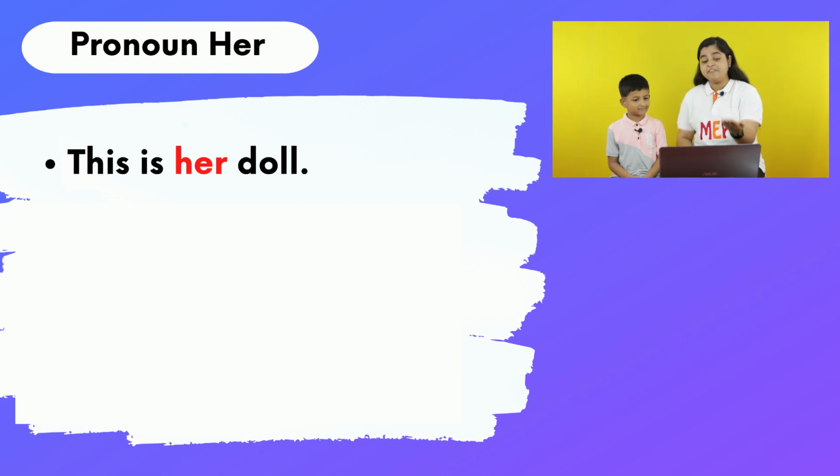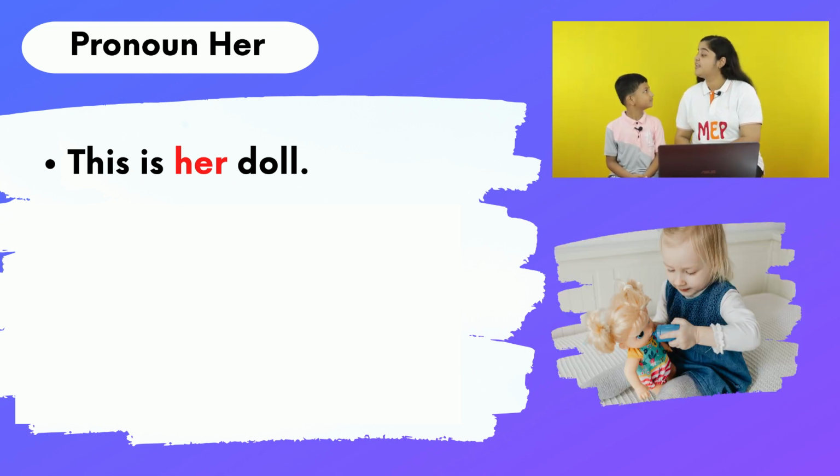So Rudy, our first example of pronoun "her" is, this is her doll. So in this sentence, "her" is a possessive adjective which denotes that the doll belongs to the third person, singular, feminine. It looks simple. Yes.